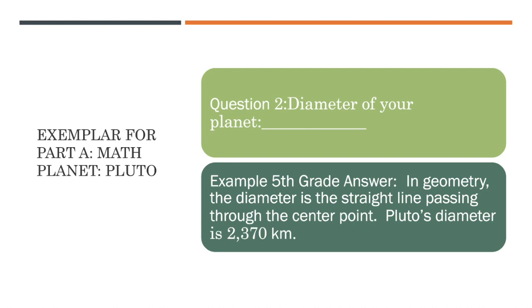Okay, example 5th grade answer. In geometry, the diameter is a straight line passing through the center point. Pluto's diameter is 2,370 kilometers. Mr. Beck, is it important to have a label? I don't know. Ask Miss Tucker. She's the math teacher. Yes, it's important to have a label.